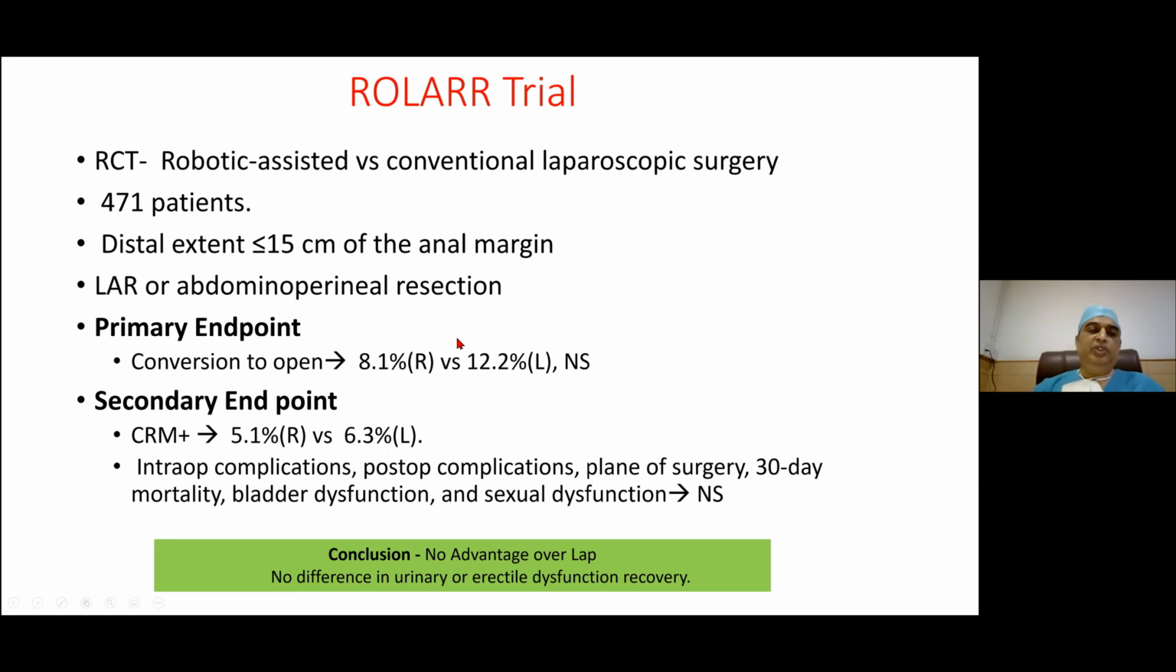This was the only trial which compared robotic with conventional laparoscopic surgery, which is the ROLARR trial. In this, they concluded there was no advantage over laparoscopy and there was no difference in urinary and erectile dysfunction recovery. So at present, laparoscopy and robot are the same. Practically, we feel for low rectal cancer, the robot gives more convenience for the surgeon to dissect and identify the planes as well as preserve the nerves.